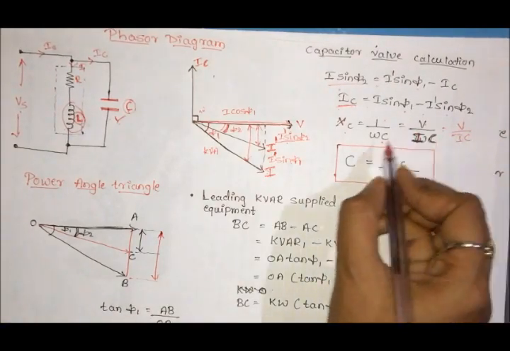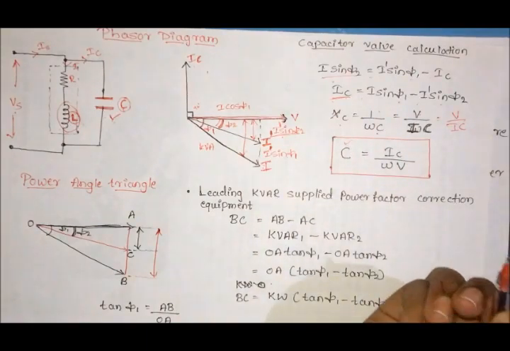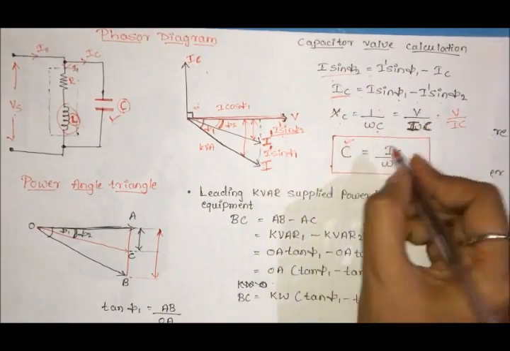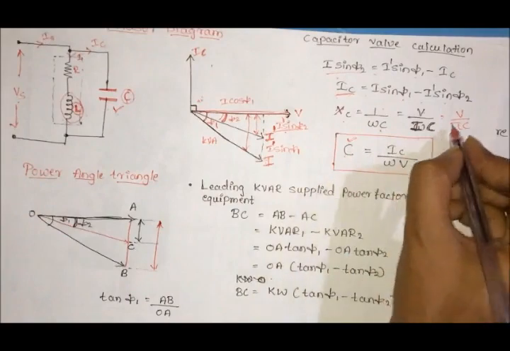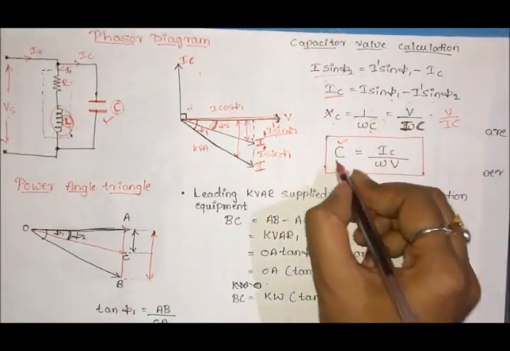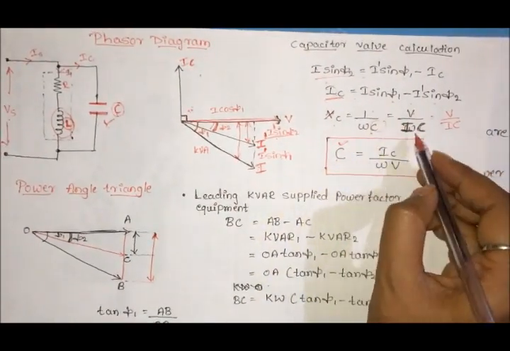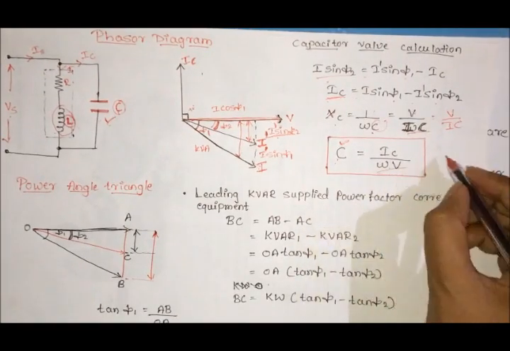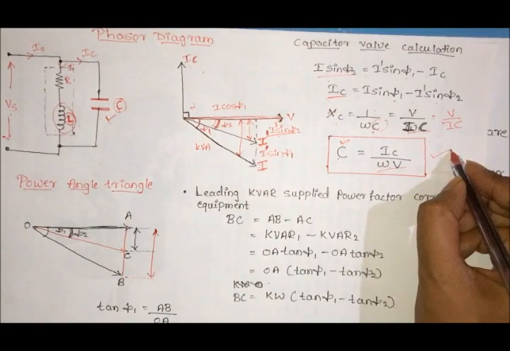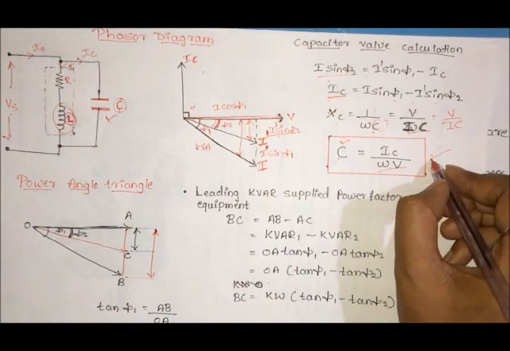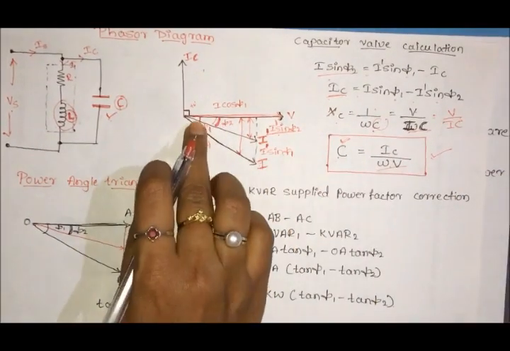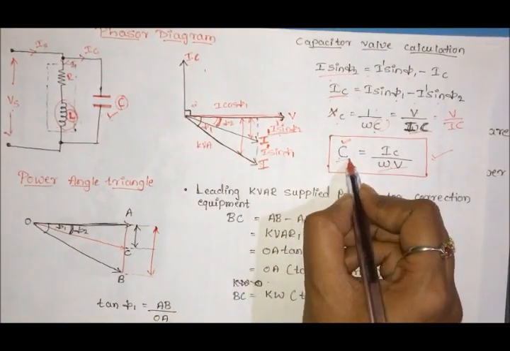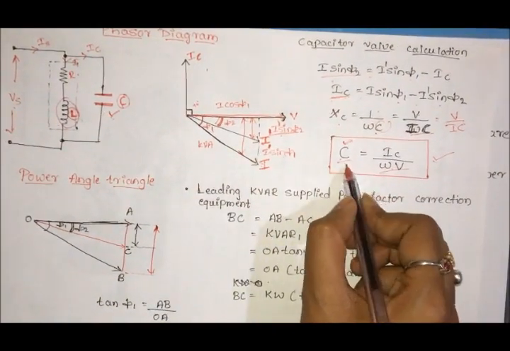So what do we want to calculate? We want to calculate the capacitor value, meaning the C value. So I take C outside. If I take this C outside, what will I get? I get IC divided by omega into V. So this is the formula to calculate the capacitor value. We have understood the phasor diagram and the calculation for the capacitor.